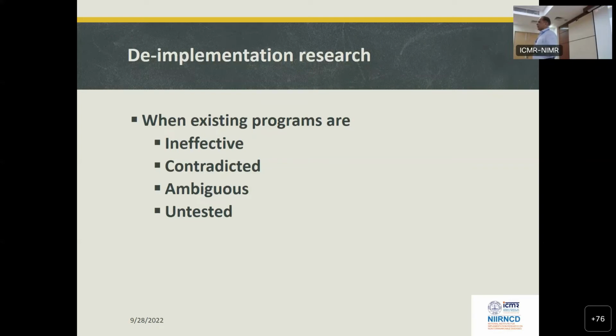That's an unhealthy practice. If you're advocating something, the moment it is proved that this advocacy is not right, please announce again, don't do it anymore, it is not right. We fail on that. So de-implementation research is even rarer than implementation research as an act. Right?